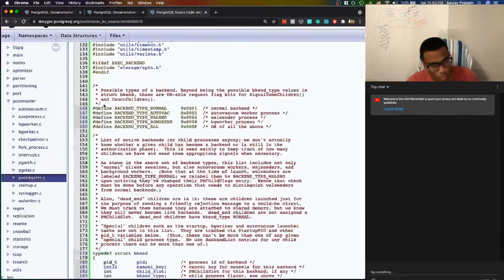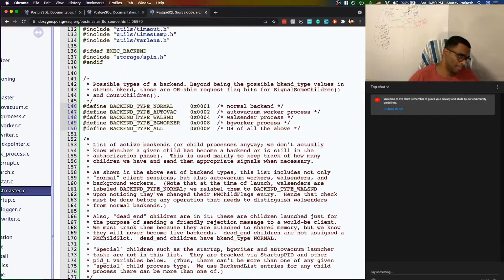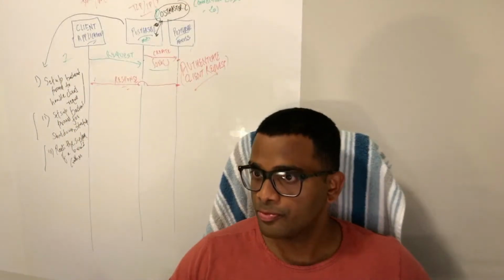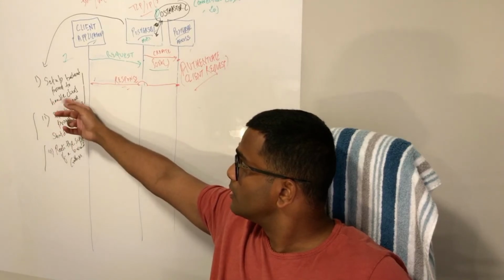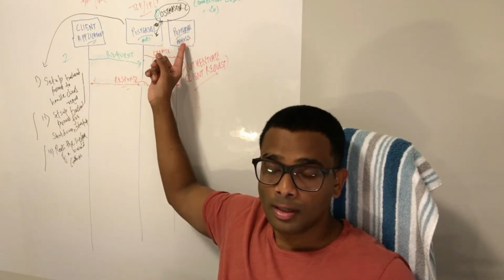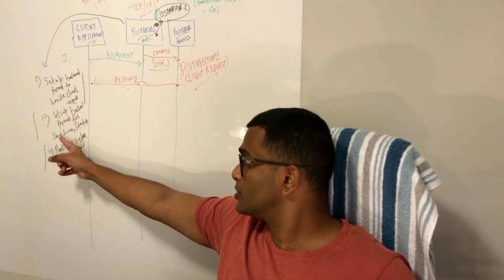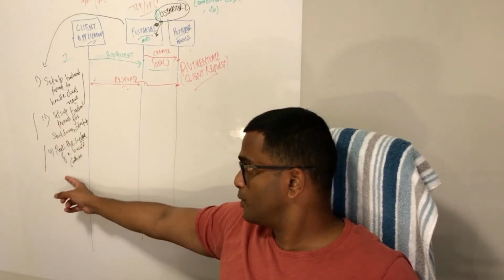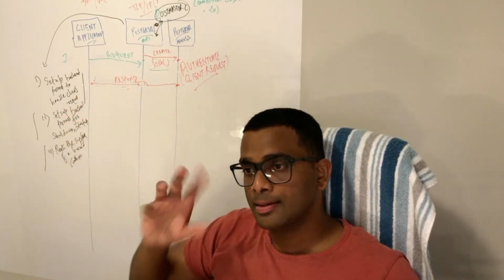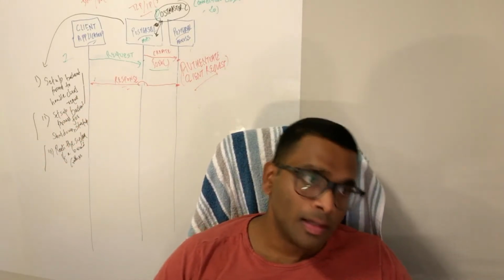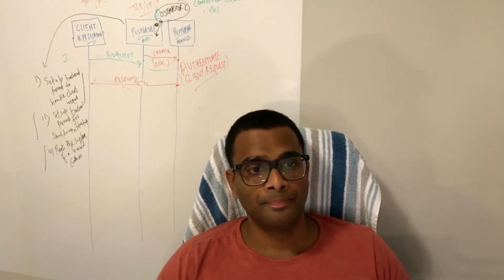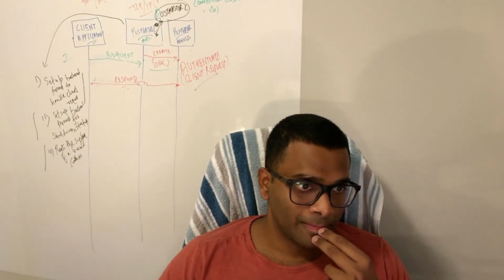Let's take a look at the fork process. I'm interested in the fork process. Define backend type normal, autovacuum worker process, BG worker. Okay, so I guess these are all used for different operations, which it performs, which is to spin up a new server, shut down, startups, as well as reset the system. So I think these are mainly related to those.